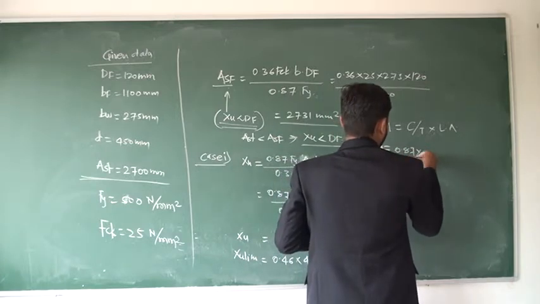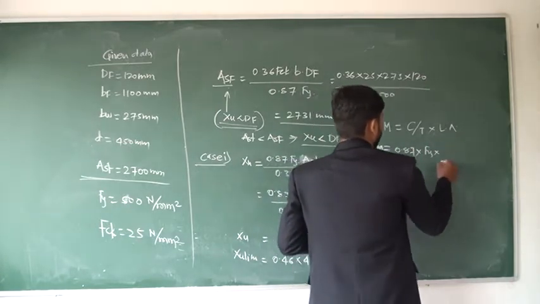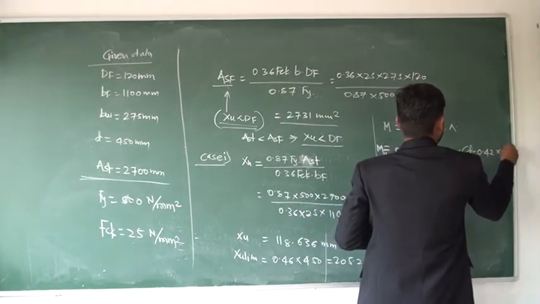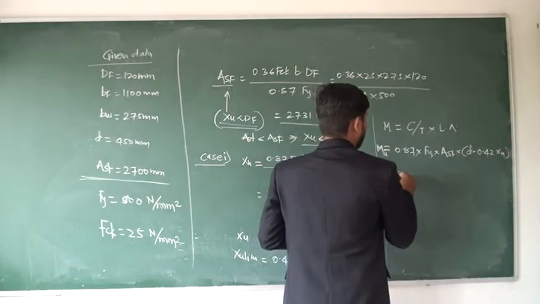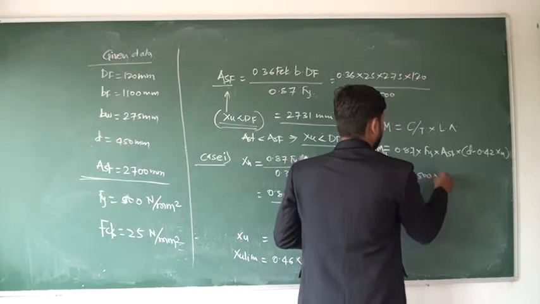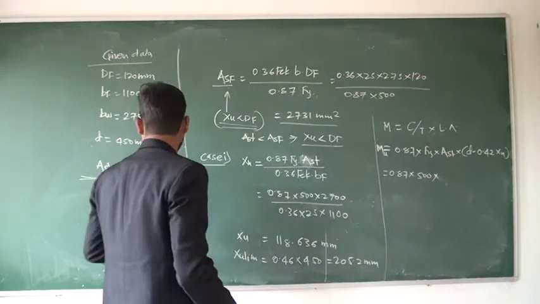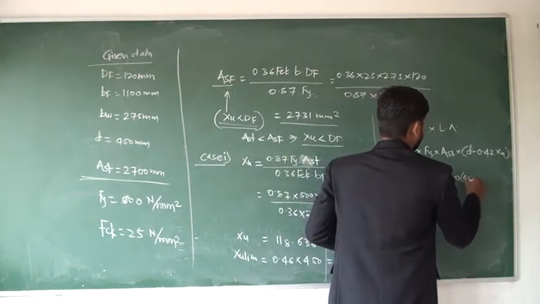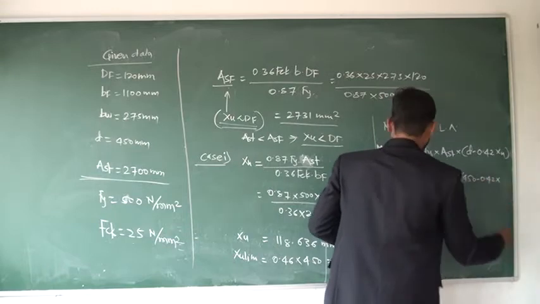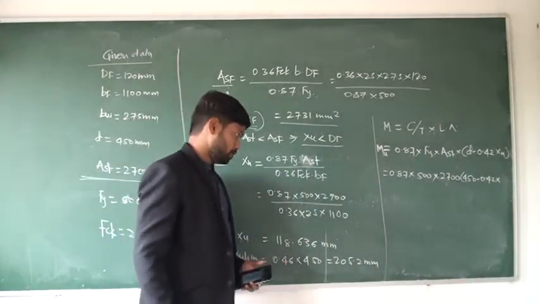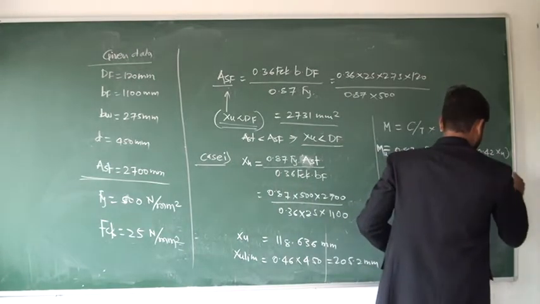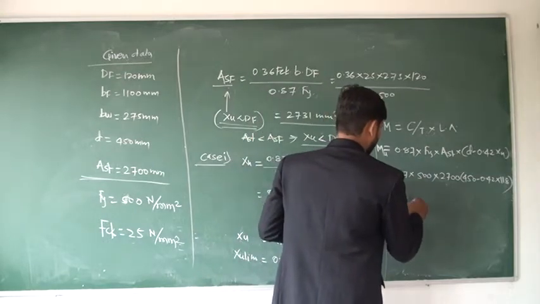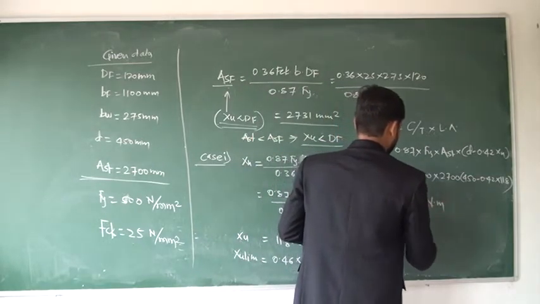0.87 Fy into AST into lever arm, D minus 0.42 XU. Substitute all the values. 0.87 Fy, Fy is 500. What is AST? AST is your actual AST, 2700. D is 450 minus 0.42 into the actual XU, 118. If you calculate this, you will get 470 kilonewton per meter.